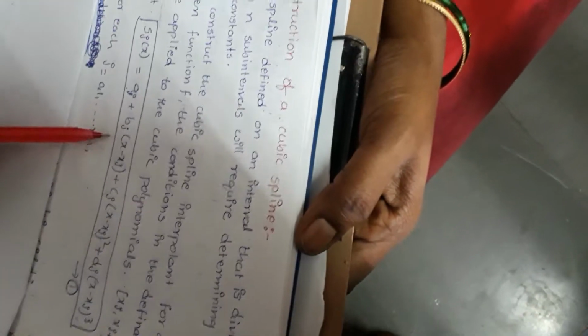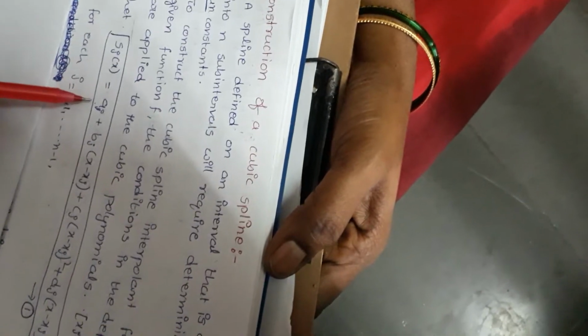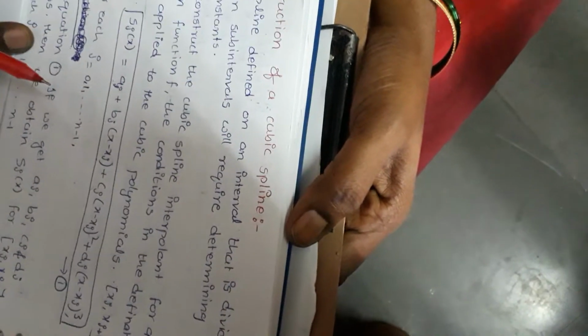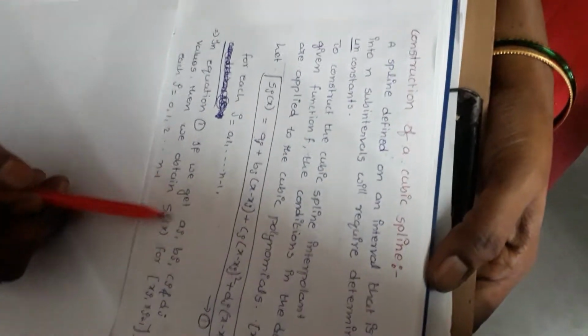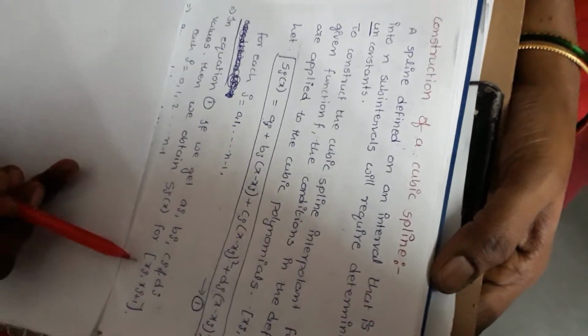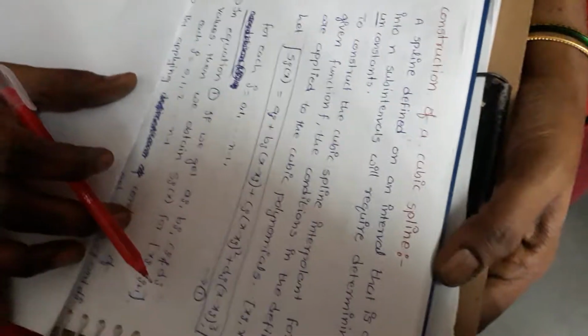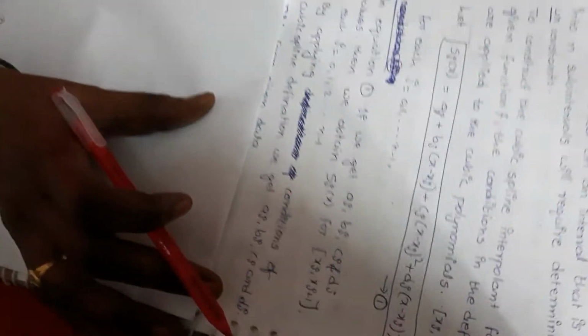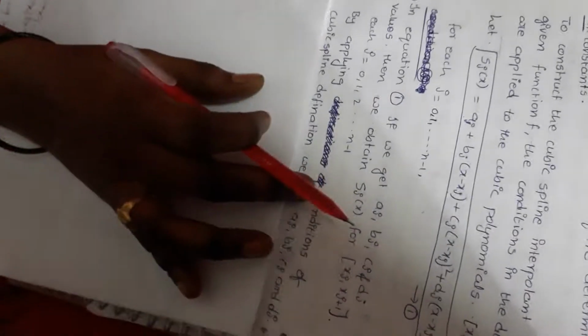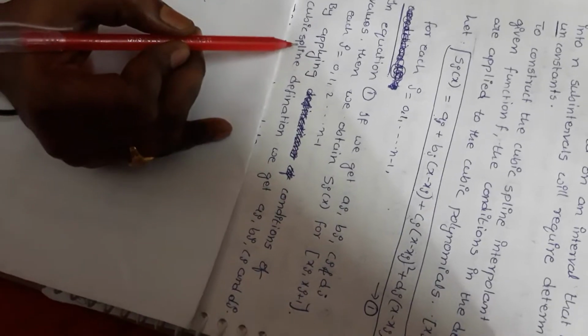So how do we get these cubic spline polynomials? Here from the given data we can get aj values. Take equation 1. In equation 1, if we get aj, bj, cj and dj values, then we obtain Sj of x for x in the interval xj, xj plus 1, for each j equal to 0, 1, 2 and so on n minus 1. By the definition of cubic spline, we have 4 conditions. If you apply those conditions, we can get aj, bj, cj, dj easily.